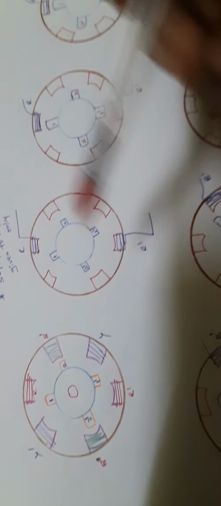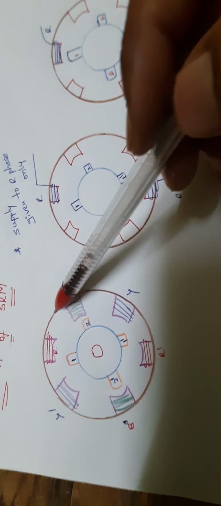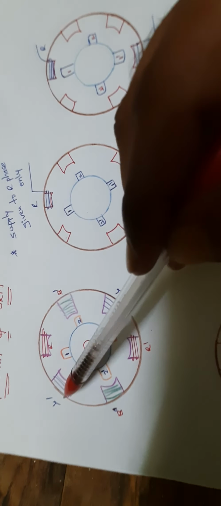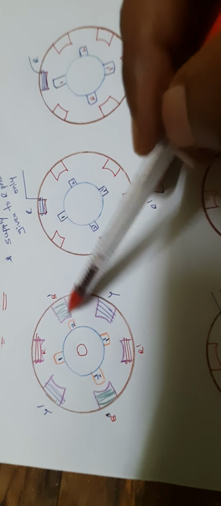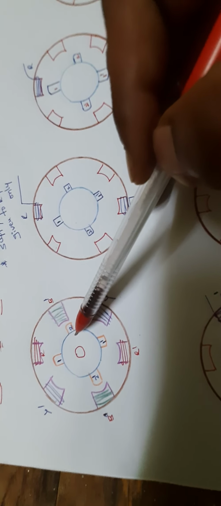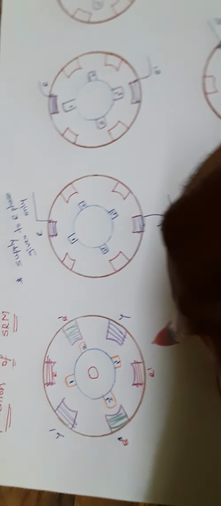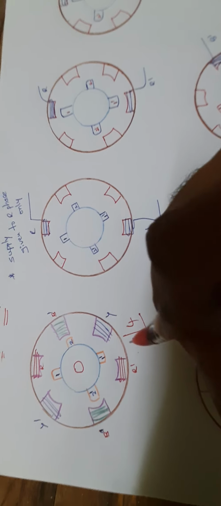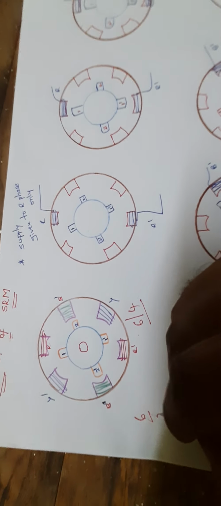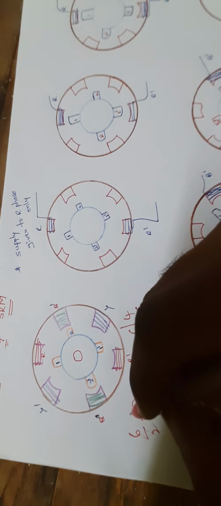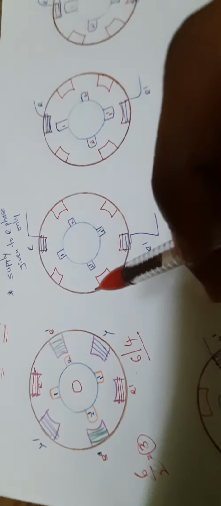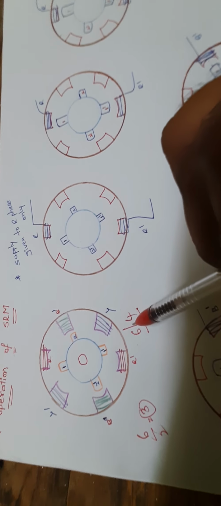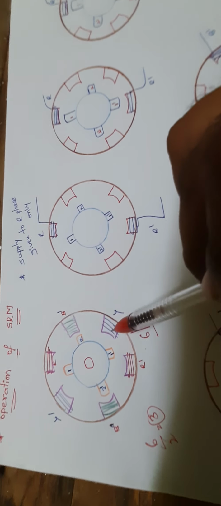Here the first picture is shown. This is the stator part, and the stator cores are the R and R dash phase, Y and Y dash phase, B and B dash phase. The rotor consists of 4 poles, so it is called 6 by 4. 6 stator poles exist, which means 6 by 2 equals 3, so the number of phases is 3. It is a 3-phase machine. By giving the 3-phase supply to the stator, the electromagnetic torque will be produced.